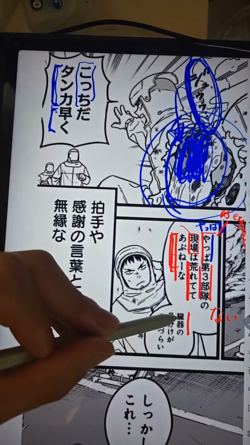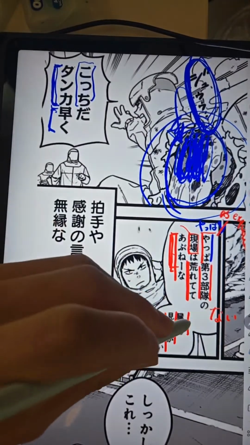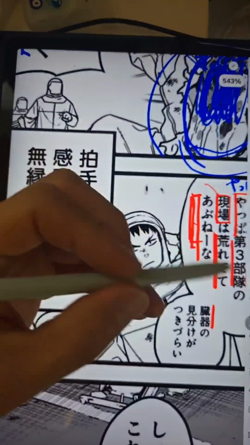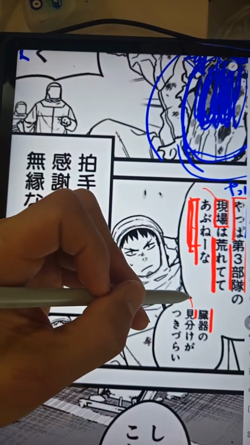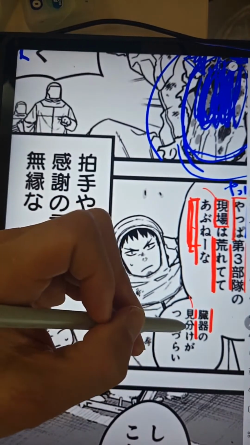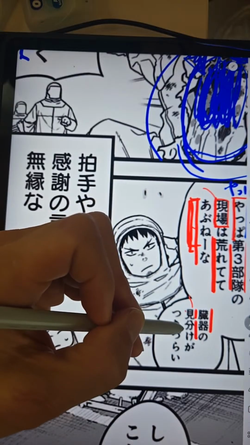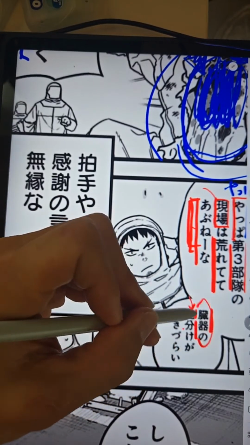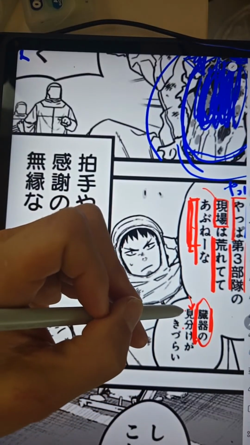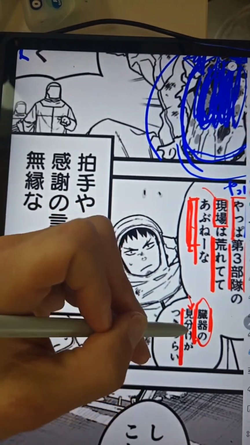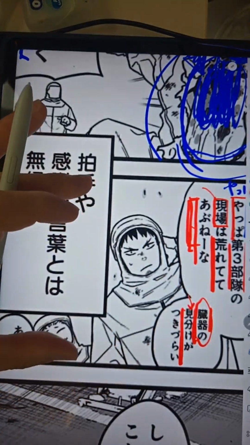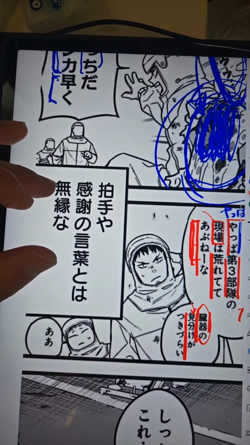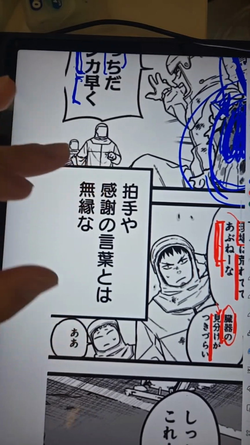臓器の見分けがつきづらい. 臓器 is organ. の見分け. 見 is 見る, right? To look. 分け is to divide. So look and divide meaning to distinguish. So distinguishing the organs つきづらい. It's difficult to distinguish the organs. I guess depending on what organ they're trying to clean, they have to change how they clean. Yeah.